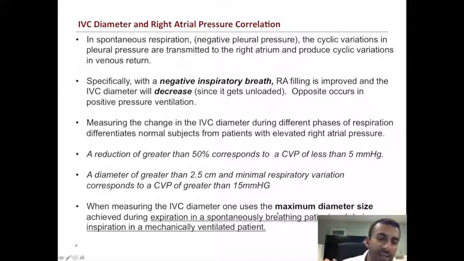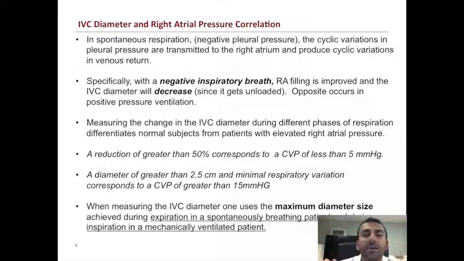And when that change produces greater than 50%, that correlates to a CVP of less than 5. If the diameter is greater than 2.5 and you see minimal respiratory variation, that correlates to a CVP of greater than 15. And I really find that this is the utility of this examination in determining the extremes of CVP.